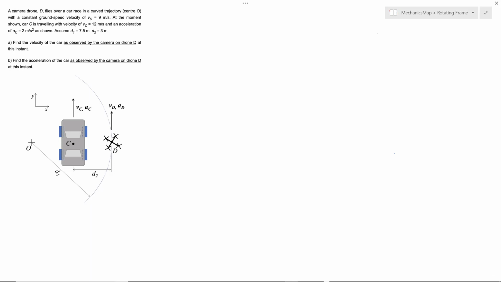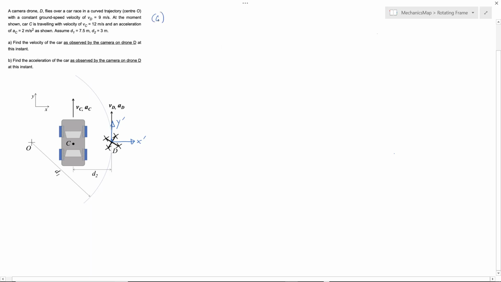We're going to do this using rotating frames analysis. We'll apply our rotating frame to the drone D. So it has to go on the object that's rotating, and that's drone D, following its curved path.